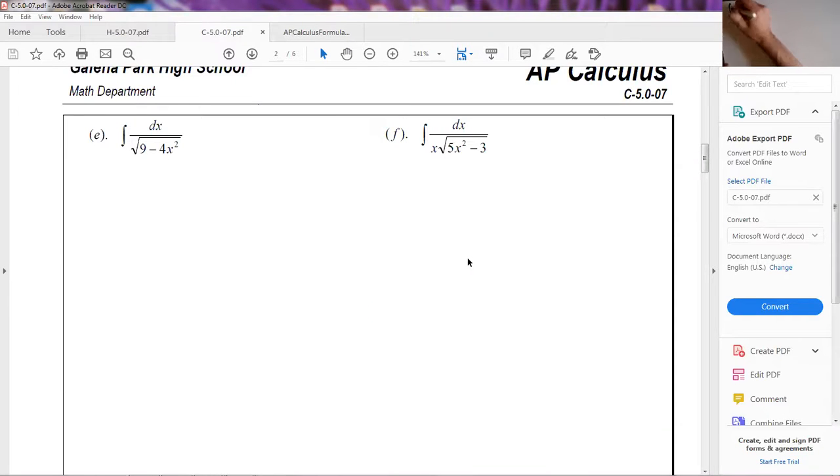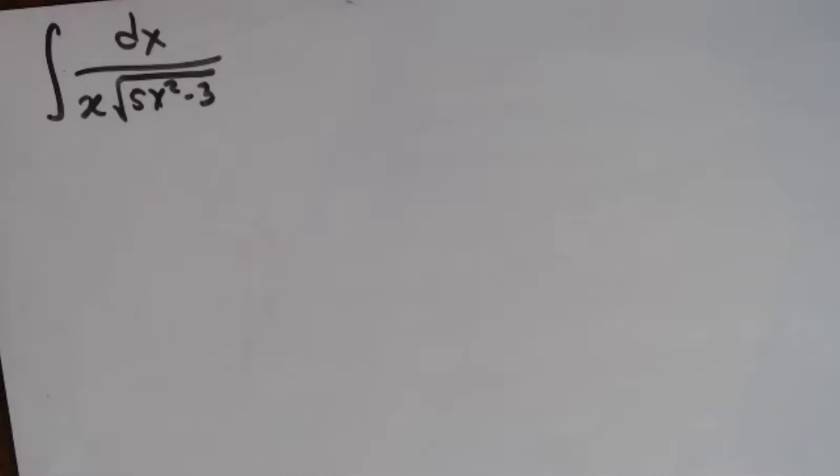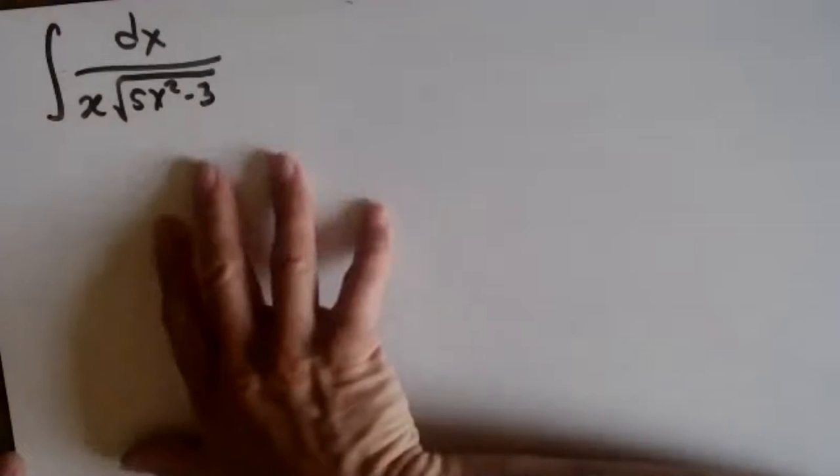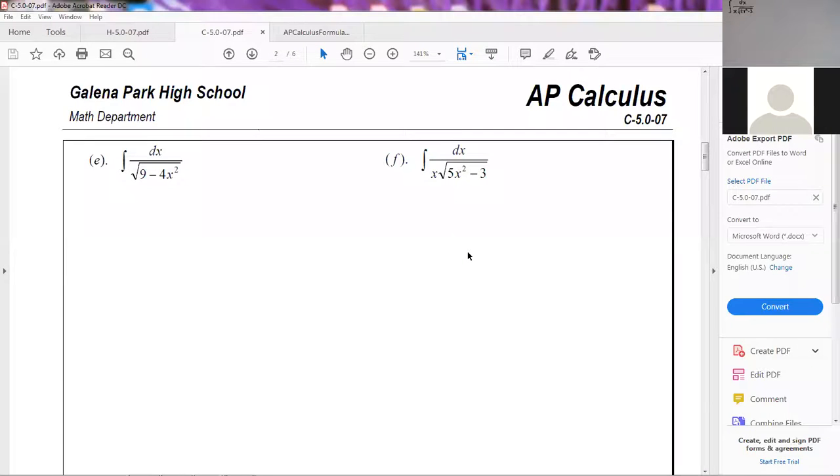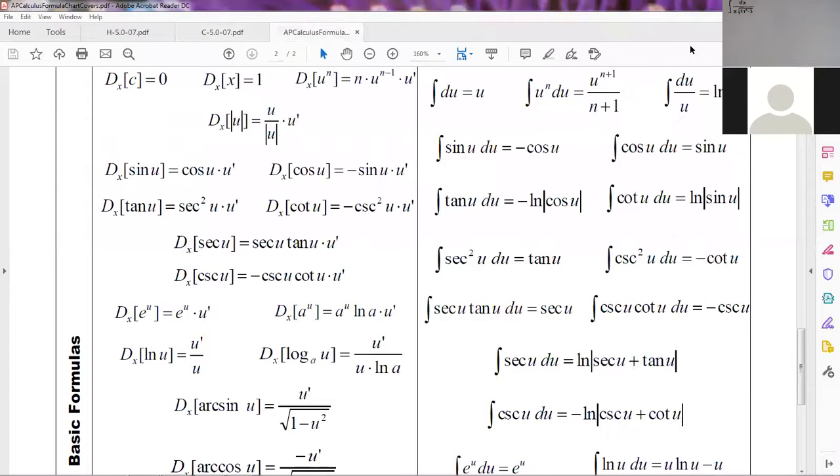So you have the integral dx over x square root of 5x squared minus 3, okay? So we have now to check this one. You can see here the integral, and we have to check what formula may be useful. Let me just put the camera, okay, like that. So we can get this again, and then in the formula chart, you can see here the formulas.